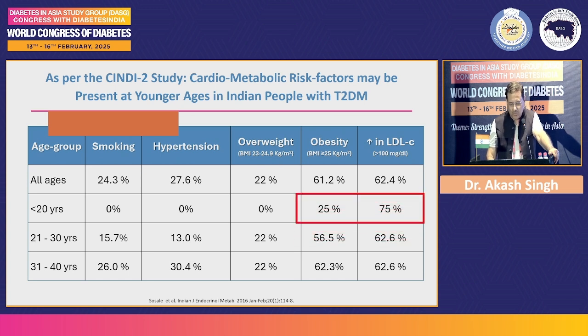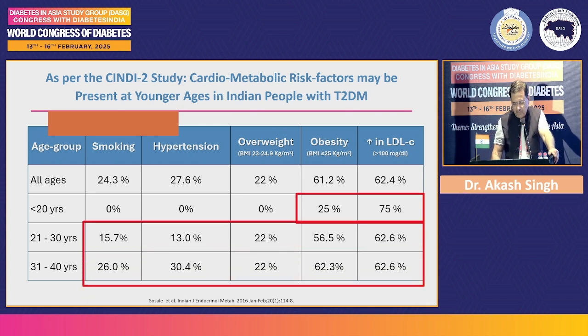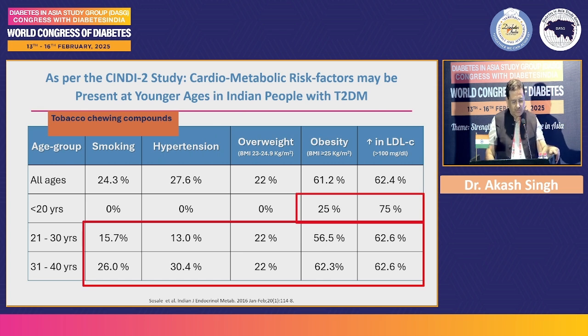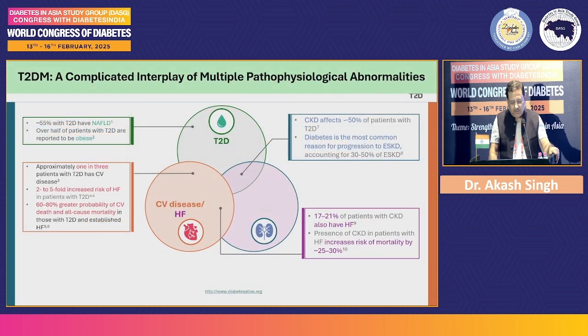20 years, obesity and increased LDL are very common. Beyond 21 years, you have smoking, hypertension, overweight, obesity, increased LDL-C. All of these are major risk factors for diabetes, and tobacco chewing, which is very common in India, also adds to the problem. So type 2 diabetes is complicated by CVD, renal disease, NAFLD, and atherosclerotic disease in the majority of the patients.